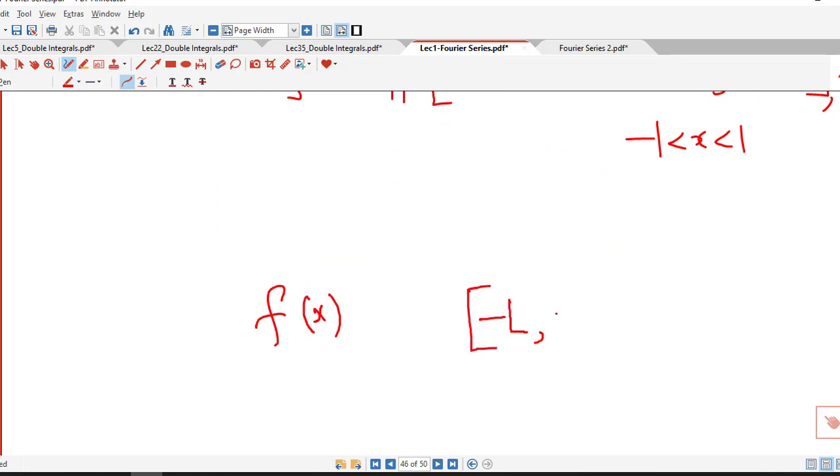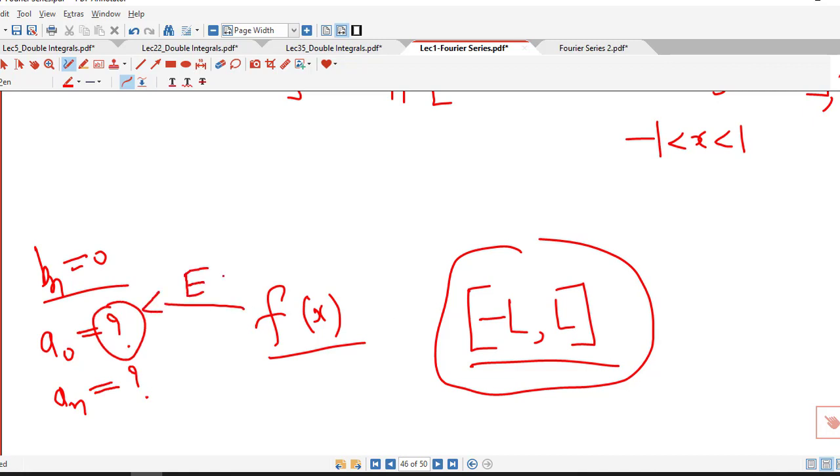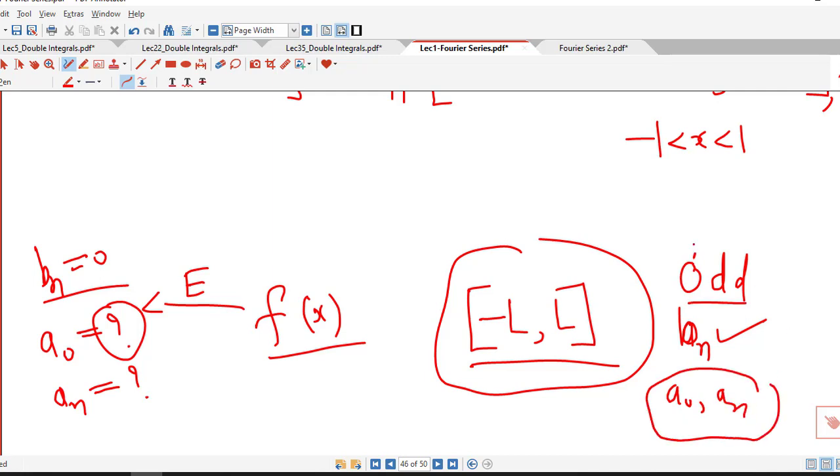So in this way, if we know that our function is even or odd, and if our function is defined on an interval of this type, then we can take the benefit of this. If f(x) is even, we don't have to calculate bn, they are always 0, and we have to just calculate a0 and an. If f(x) is odd, we have to calculate only bn, and a0 and an will always be 0 if f(x) is defined on this type of interval.